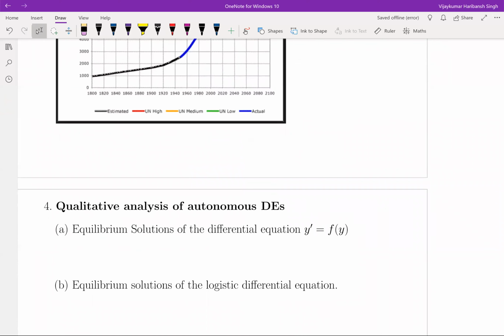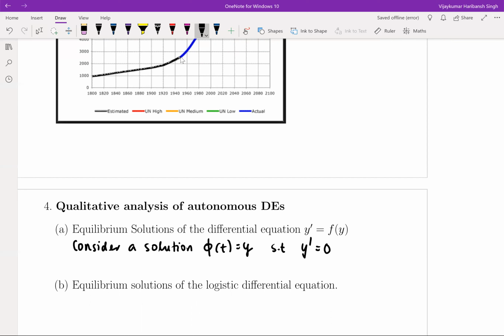But let's try to understand the logistic growth now. Let's do a qualitative analysis of autonomous DE. So consider an equilibrium solution. So consider a solution phi of t equals to y such that when you take y prime, you get 0. So such solutions are called equilibrium solutions, right?